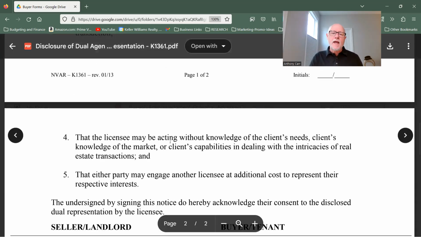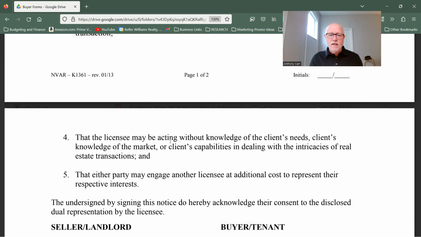Number 4, that the licensee may be acting without knowledge of the client's needs, client's knowledge of the market, or client's capabilities in dealing with the intricacies of real estate transactions, and that either party may engage another licensee. So we're disclosing everything. If you want me to be your agent, Mr. or Ms. Buyer, if you want me to be your agent, Mr. or Ms. Seller, and you want me in this transaction for both of them, you're locking my hands as an agent behind my back. I cannot advise you. And this disclosure form is letting them know this is what you're signing up for if you want me to be the agent for both parties in the same transaction as a licensee.